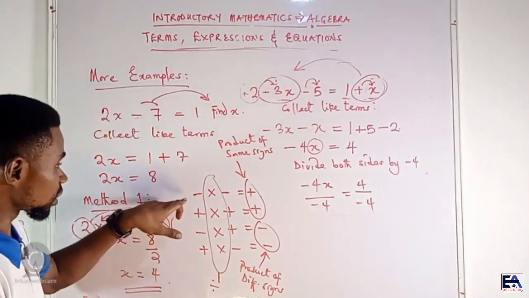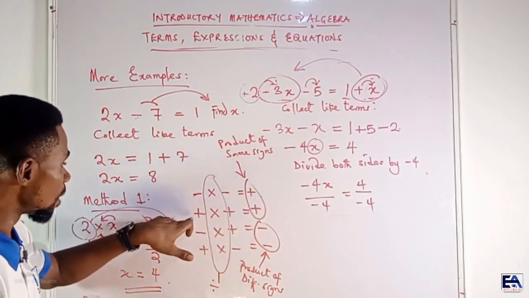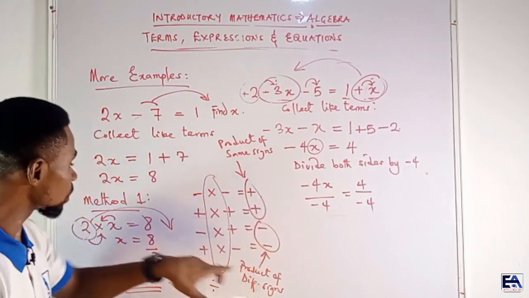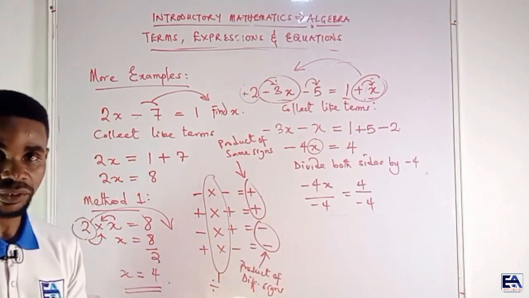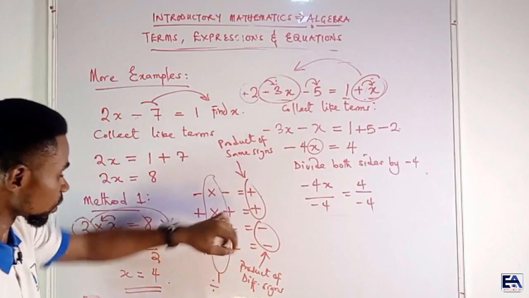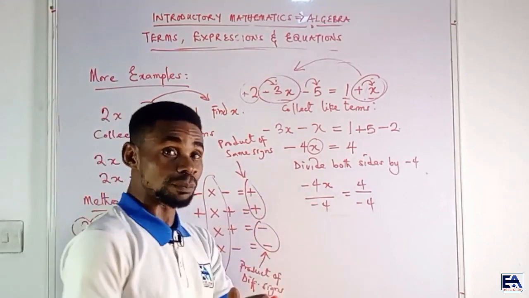If I say minus divided by minus, I'll get plus. Plus divided by plus, I'll still get plus. Minus divided by plus, I'll get minus. And plus divided by minus, I will get minus. So as it applies to multiplication, it also applies to division. You still get the same result. So we are going to use the division part of it now.